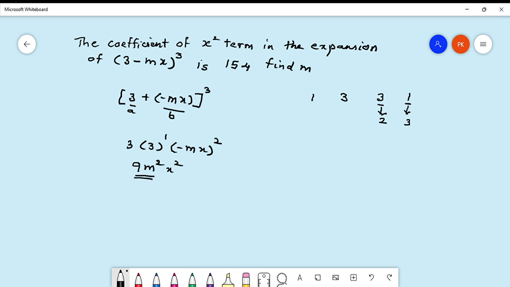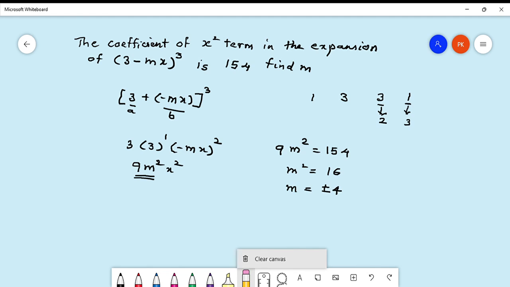So the coefficient is 9 m square, and this coefficient is 154 given to you. So that gives m square is 154 divided by 9, that is 16. So the possible values are plus or minus 4. So the possible values of m are plus or minus 4. Okay. Now let us take one more problem of the same type.